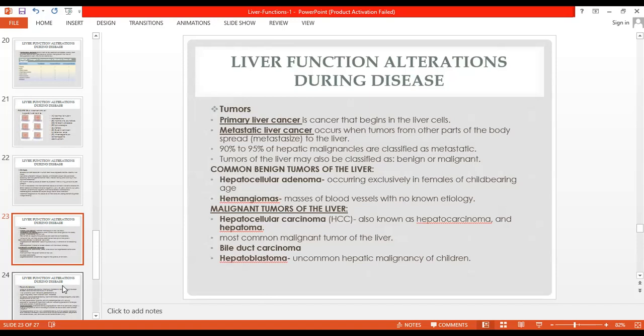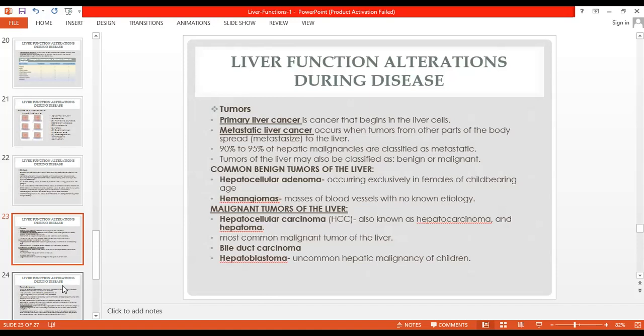Tumors of the liver may also be classified as benign or malignant. The common benign tumors of the liver include the hepatocellular adenoma, a condition occurring almost exclusively in females of childbearing age, and the hemangiomas, masses of blood vessels with no known etiology. And we also have here the malignant tumors of the liver. First is the hepatocellular carcinoma, HCC, also known as hepatic carcinoma and hepatoma, and the bile duct carcinoma.